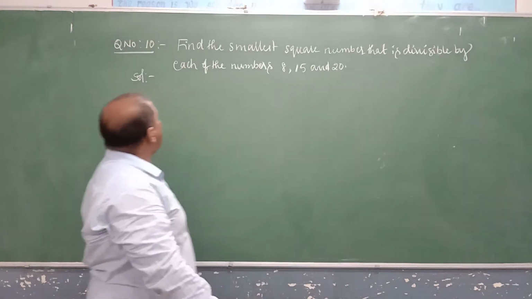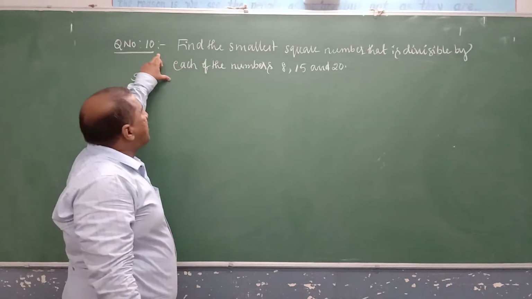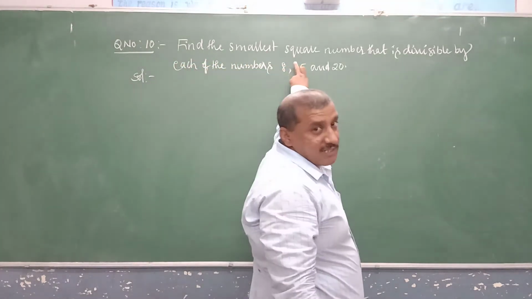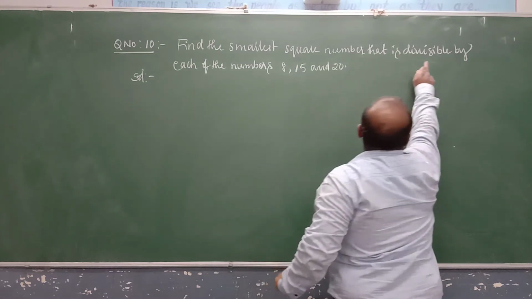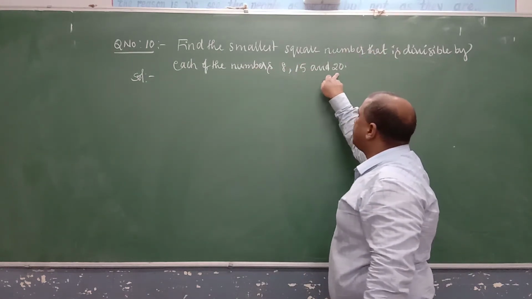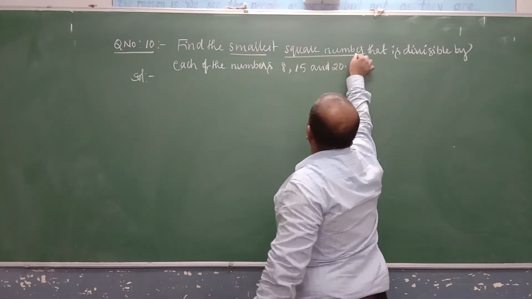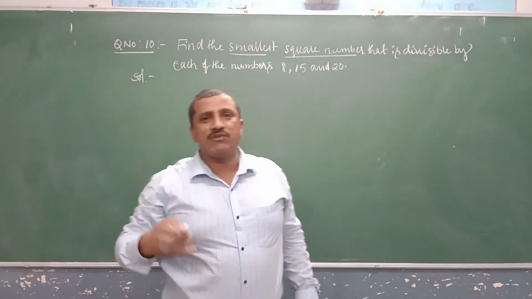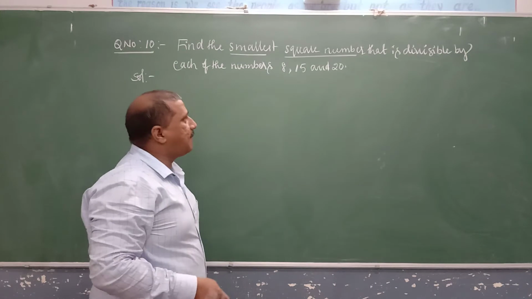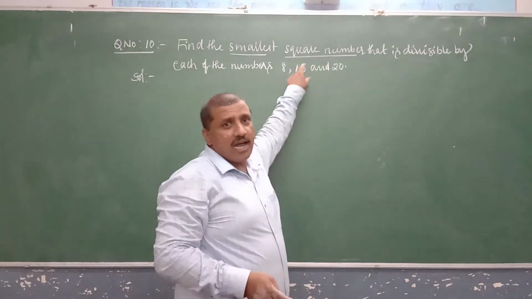Right, now we will discuss one more sum. Question number 10 from exercise 6.3. Find the smallest square number that is divisible by each of the numbers 8, 15 and 20. Smallest means least. Square number: what is a square number? The product which we get by multiplying a number by itself is known as a square number. So here in our question, three numbers are given: 8, 15 and 20.